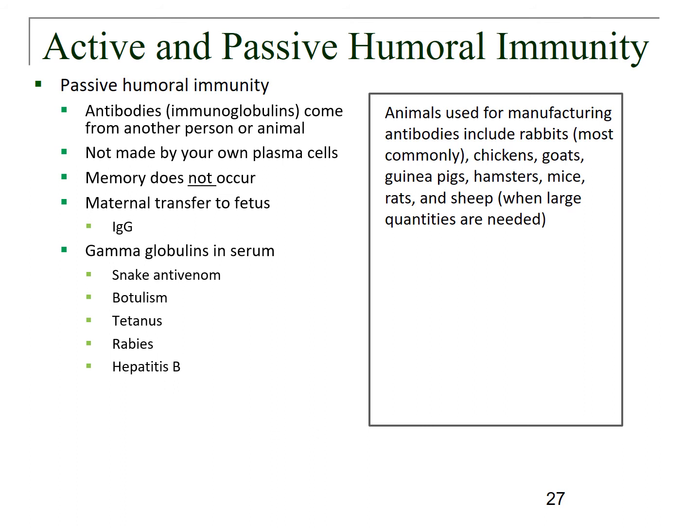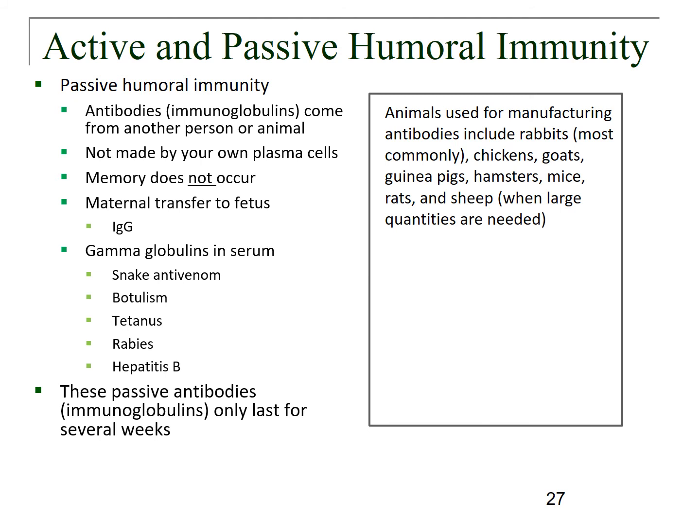Now, the animals that are used for manufacturing these antibodies include most commonly rabbits. I'm sorry, these passive antibodies, they only last for several weeks. And the thing about passive antibodies is that because your immune system hasn't done the production, you don't retain memory cells from this. And so if you run into the same problem again, you're going to have a second treatment with the passive antibodies.